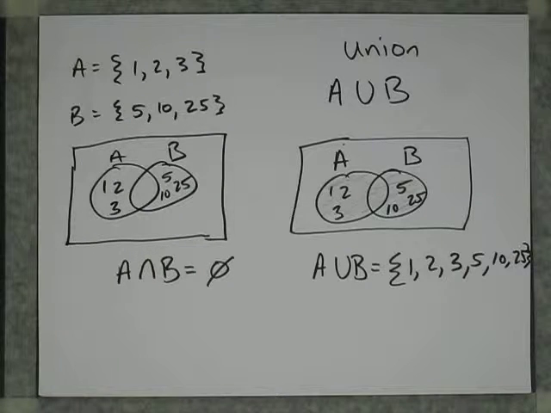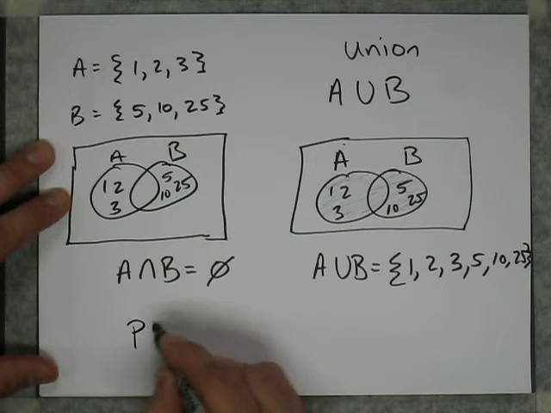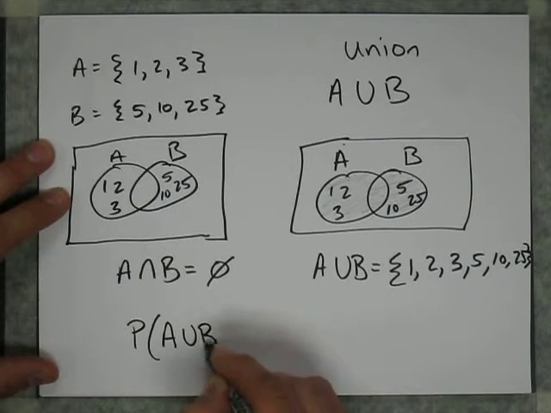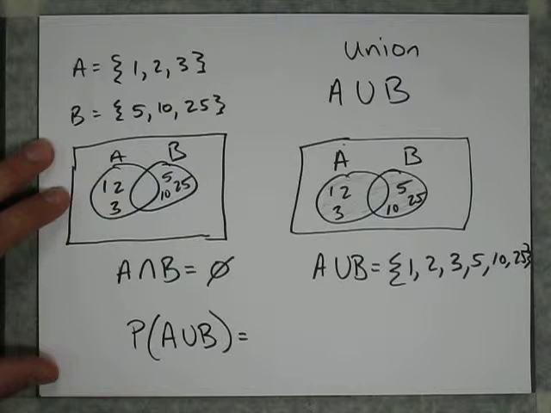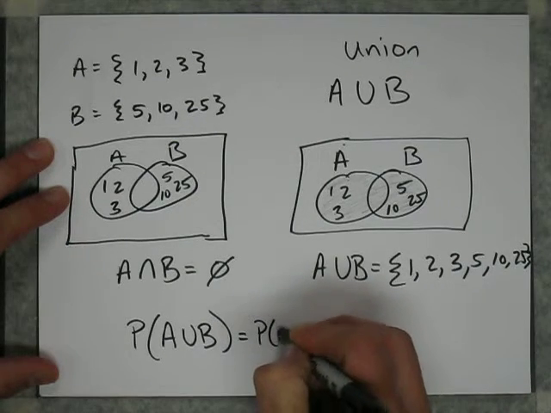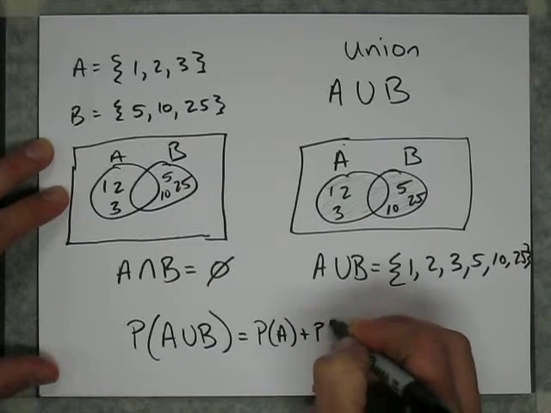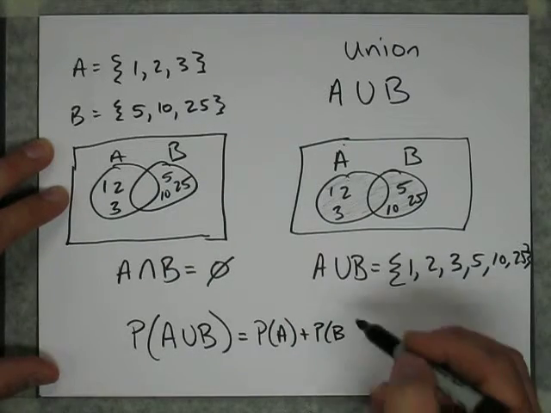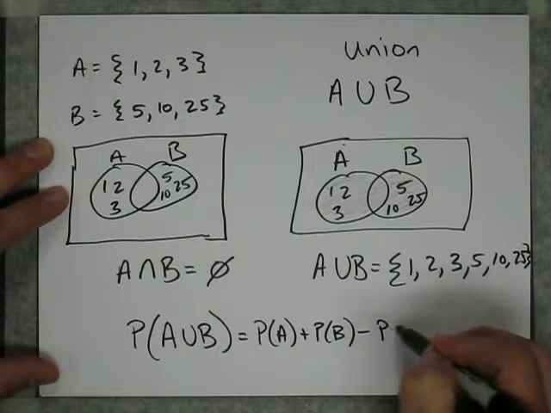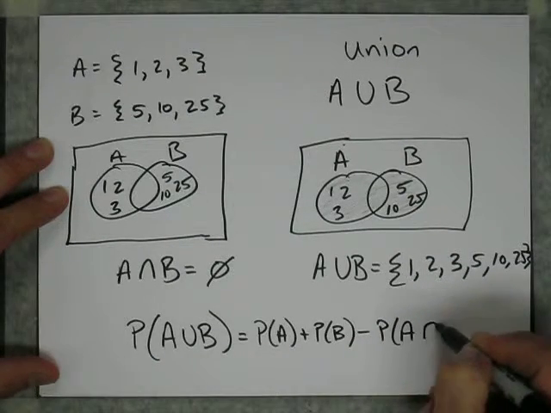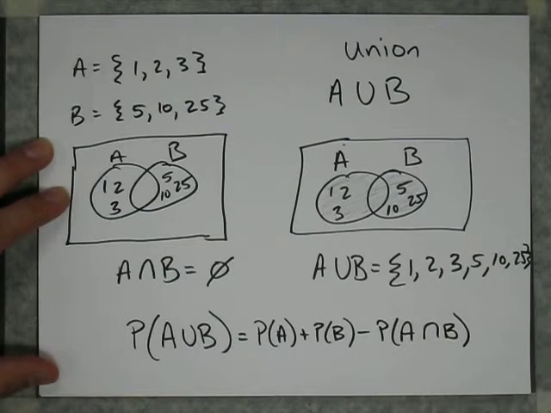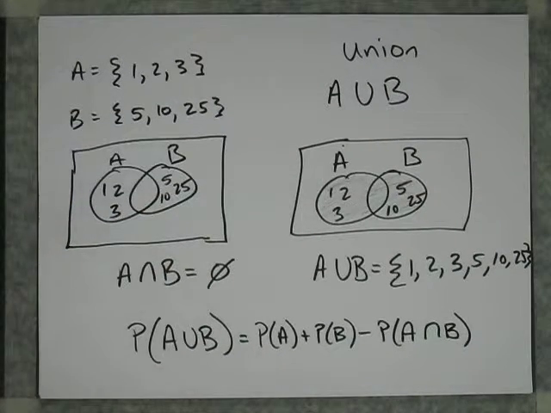So the probability of A union B, when we start talking about probability, there's a definition in your book on page 755. It's equal to the probability of A plus the probability of B minus the probability of A upside down U B, which, remember, the upside down U is referring to the intersection.